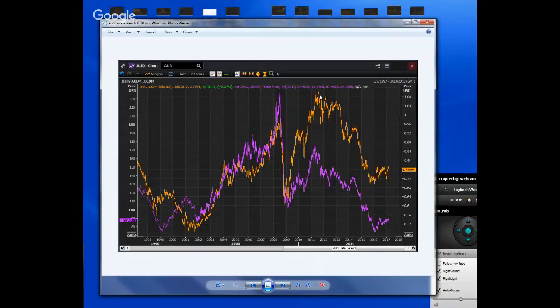So for all the analysis that one reads or does not read about the Australian dollar and trading the Australian dollar and what is the Australian bank, I believe they have another meeting this week where they're expected not to change the 1.5% cash rate.